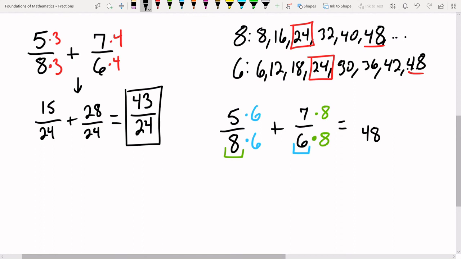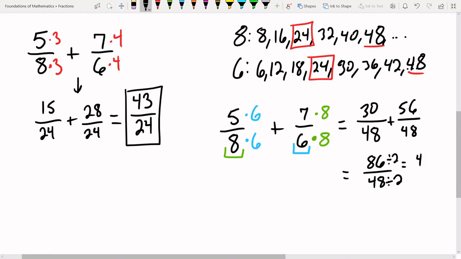And so we get 5 times 6 is 30 over 48. And this one is 7 times 8 is 56 over 48. That gives us 86 over 48. And now we have to reduce. Both of these can be divided by 2, which gives us 43 over 24. The same answer we got previously. So that will always give you more work because, well, not always, but typically multiplying by the other denominator won't give you the least common denominator.